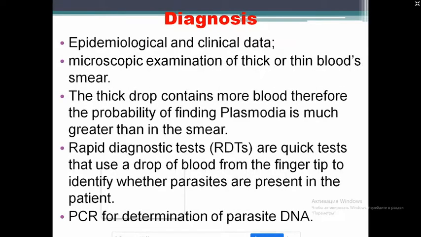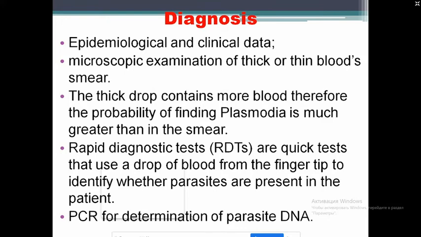Diagnosis. You should know, dear students, epidemiological and clinical data. Microscopic examination of thick or thin blood smear. The thick drop contains more blood, so the probability of finding Plasmodium is much greater than in the thin smear.